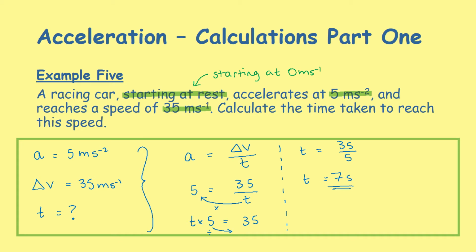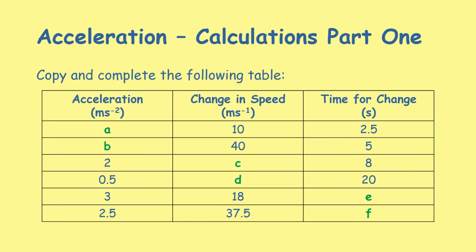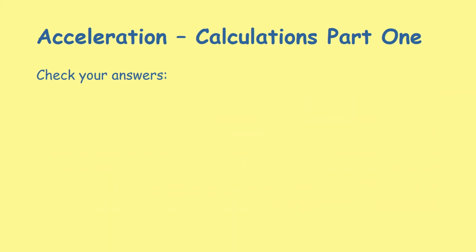We can also refer back to our triangle when we're doing this. We know that the change in speed is on the top, the acceleration is on the left, and the time is on the right. If we cover up our time, we can see it's equal to our change in speed divided by our acceleration, which is exactly what we did just here. Either way, you're going to come out with the same answer, which is 7 seconds. What you could do now is copy and complete the following table for extra practice. Pause here if you'd like to do that. Now you can check your answers.